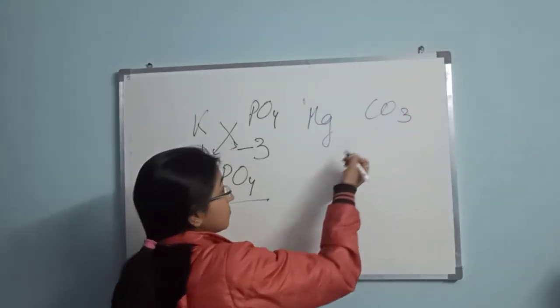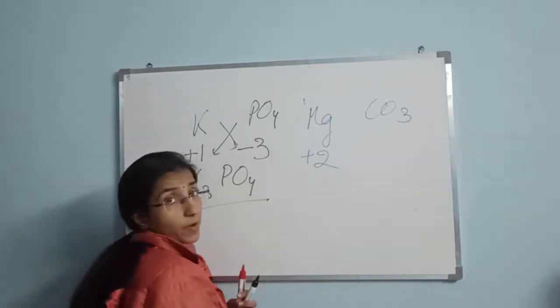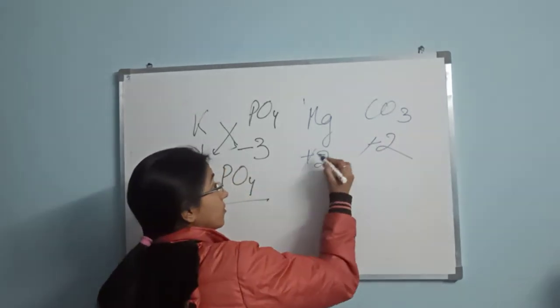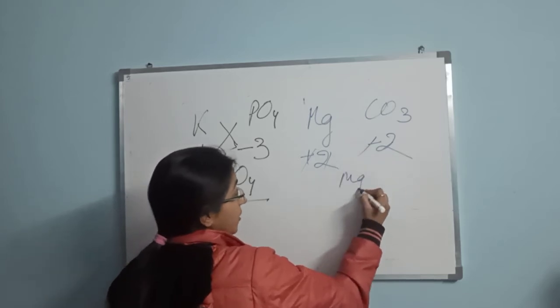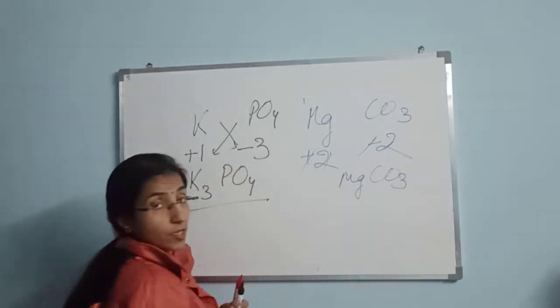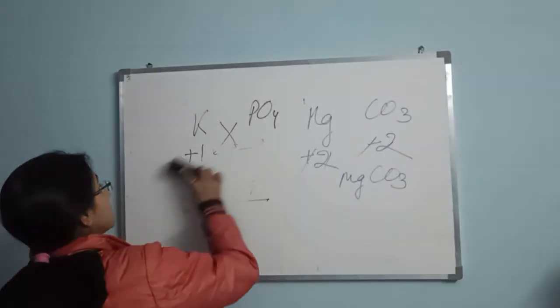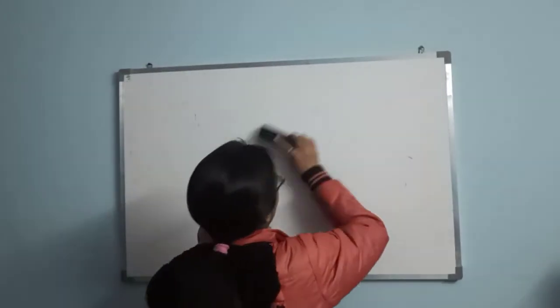Furthermore, magnesium carbonate. Magnesium will be having the valency of +2. Carbonate is having the valency of -2. The formula will become MgCO3. Fine. Further examples, there are so many examples. I will let you know more.